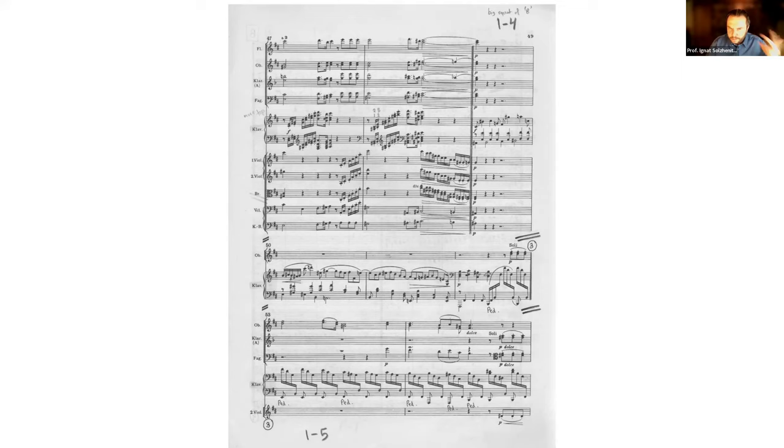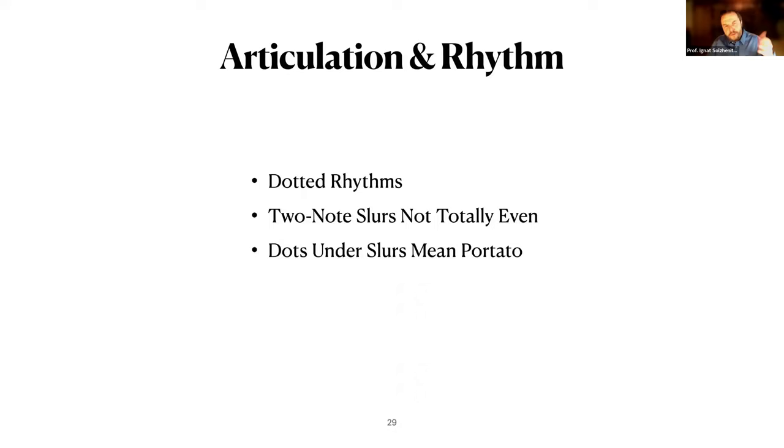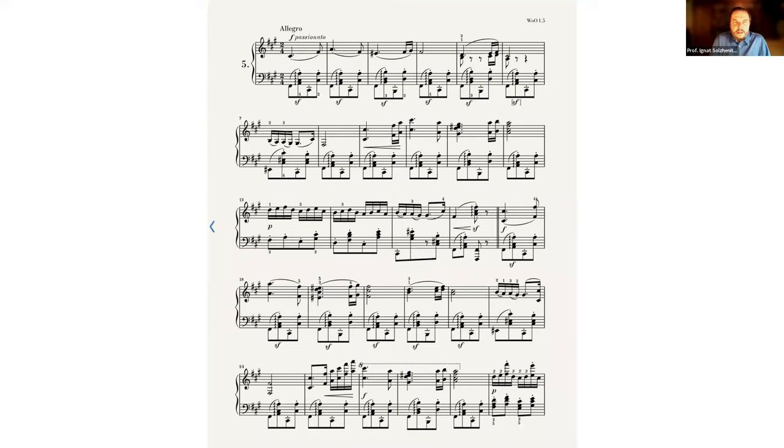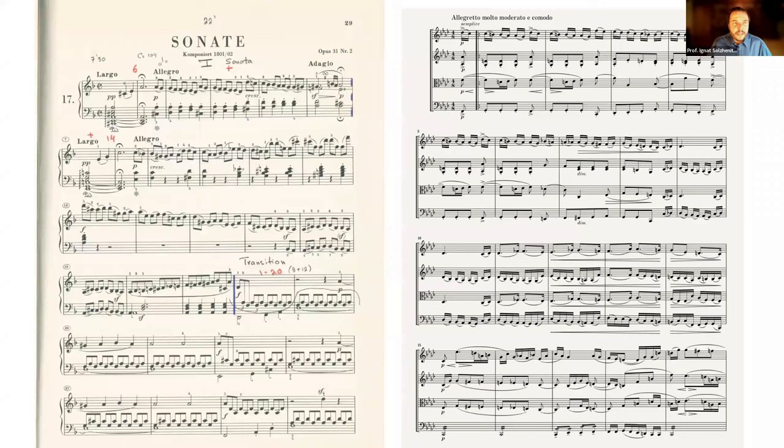So instruments, and other areas of style: rhythm and articulation. Okay, here are just three quick areas to bring your attention to. Okay, dotted rhythms. Looking at this example of a famous Hungarian march, they're not expected to be played strictly. They're expected to have some kind of underdotting or perhaps overdotting. Not like in the Bach where it's strictly with a triplet, but just a little bit of freedom. And here perhaps the right hand and the left hand don't have to be exactly together as they would in a more standard piece. These are things that are part of the style. Another example is two-note slurs, not totally even.